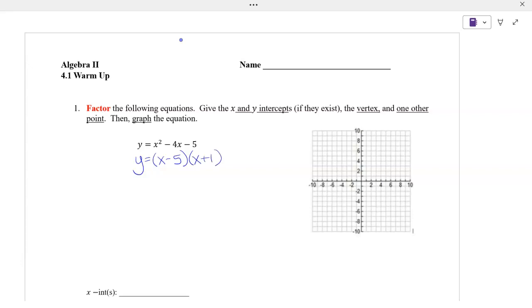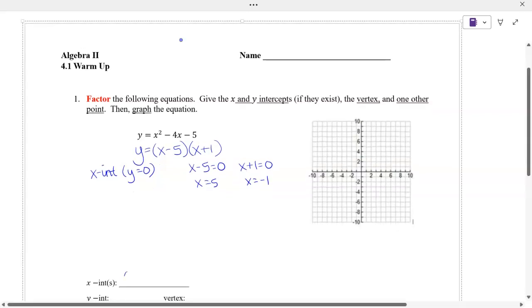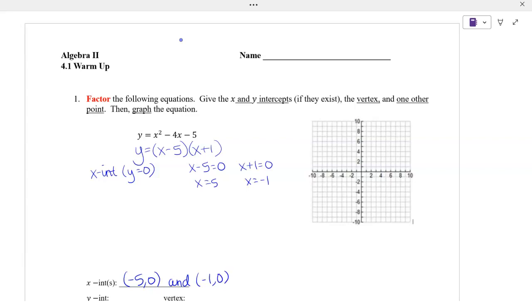Now, if we are looking for the x-intercepts, we just set y equal to 0. And when we do that, we can end up setting each one of our factors equal to 0. So we have x minus 5 equals 0 and x plus 1 equals 0. And we find that our x-intercepts are at 5 and at negative 1. And I'm going to write those x-intercepts here as coordinate pairs. So, sorry, that should be 5, comma 0, and negative 1, comma 0. So I'm going to plot those 2 points over here on my graph.